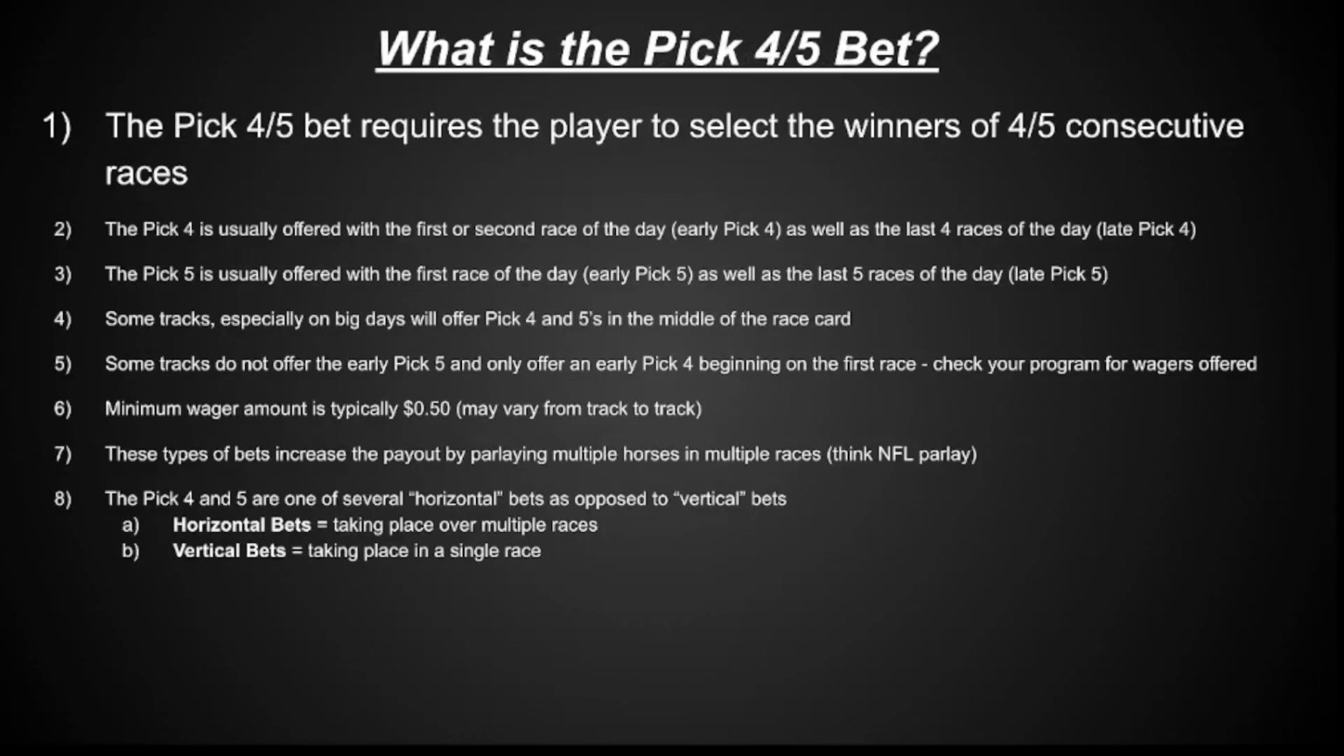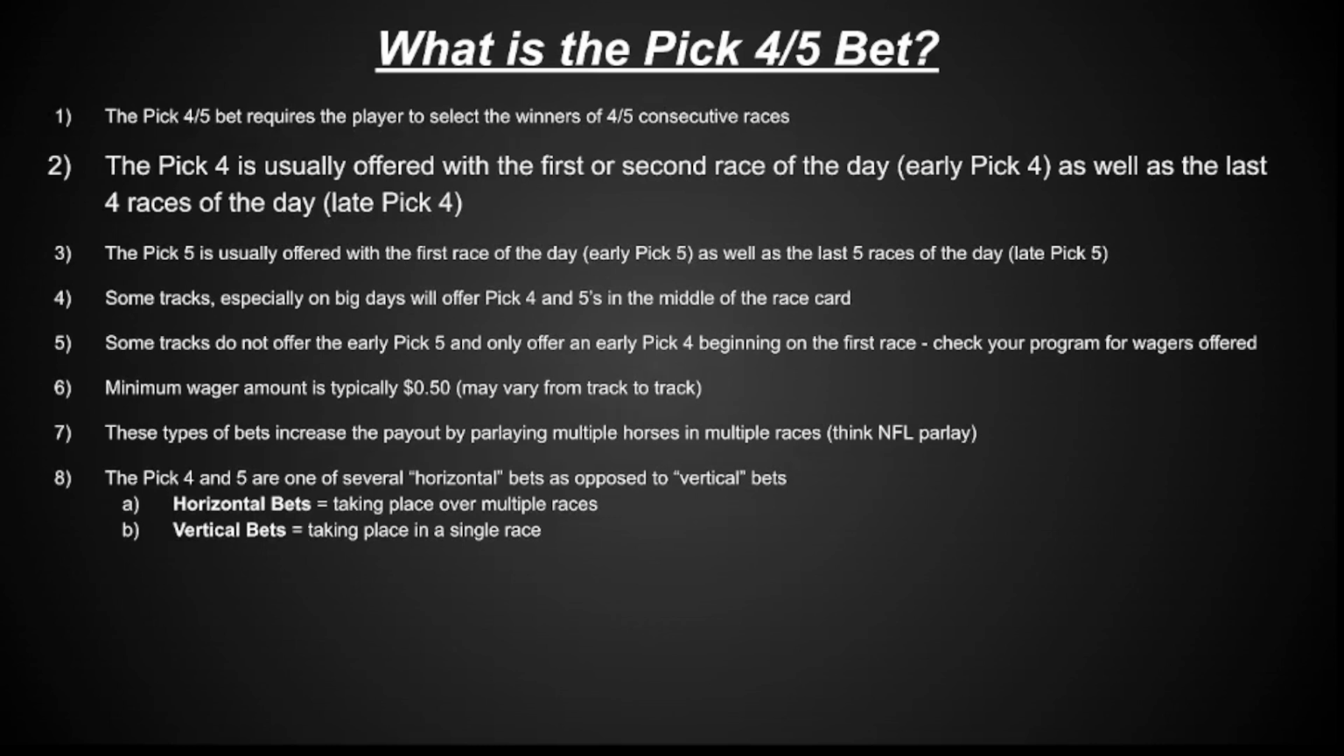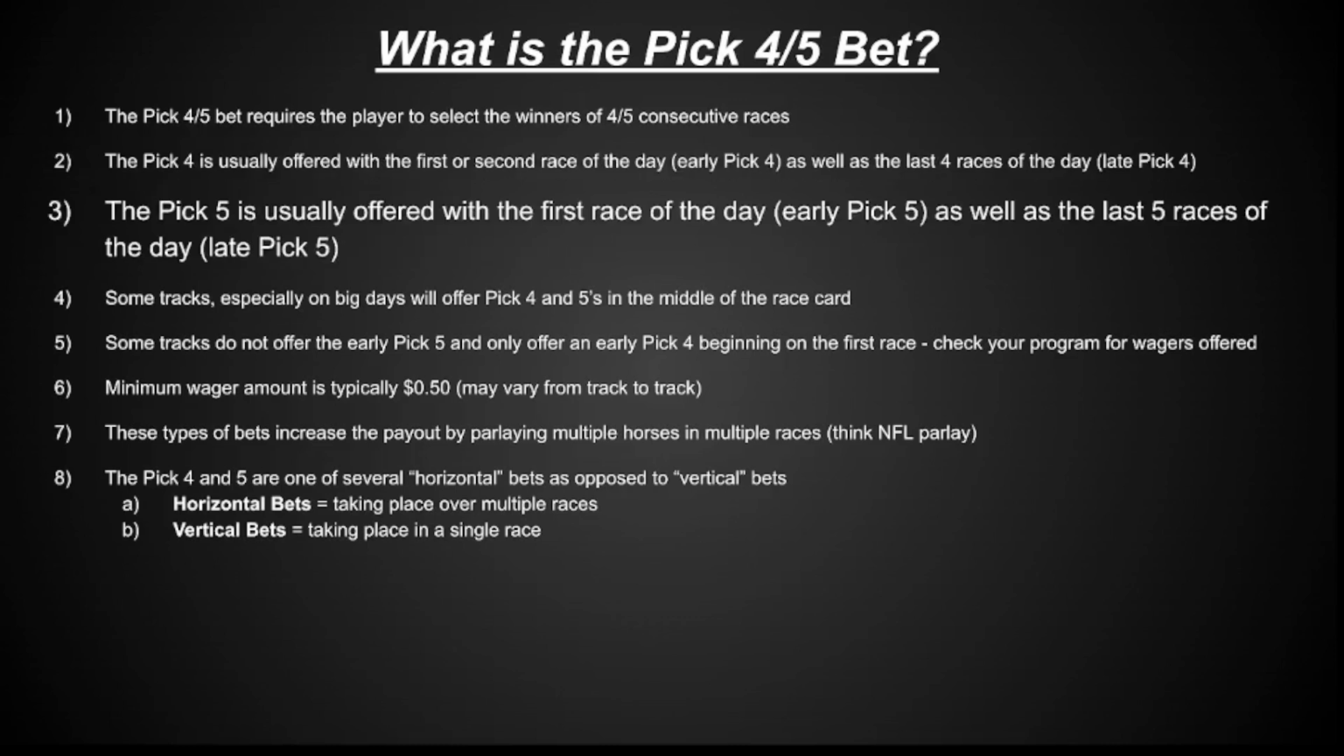So what is the pick 4 or the pick 5 bet? The pick 4 or 5 bet requires the player to select the winners of 4 or 5 consecutive races. The pick 4 is usually offered with the first or second race of the day, known as the early pick 4, as well as the last 4 races of the day, known as the late pick 4. The pick 5 is usually offered with the first race of the day, the early pick 5, as well as the last 5 races of the day, the late pick 5.